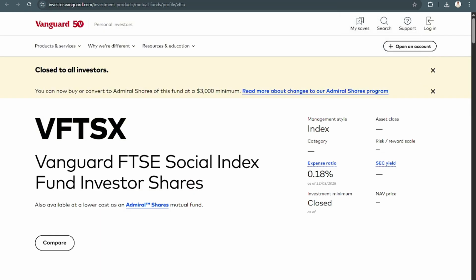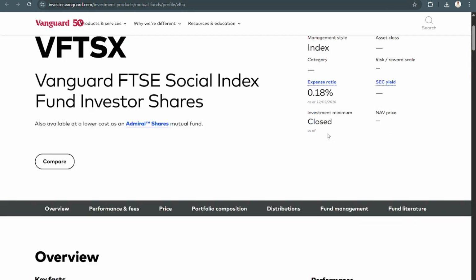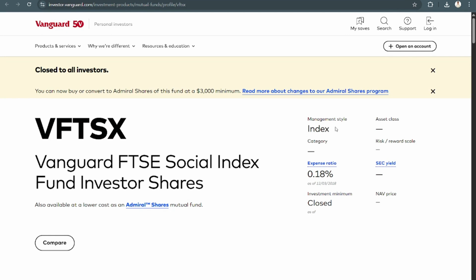And finally, for our last pick, we have Vanguard FTSE, or the Vanguard Social Index Fund Investor Shares. For this one, the minimum investment is $3,000 again, but this time it has a higher expense ratio, which is 0.18%.